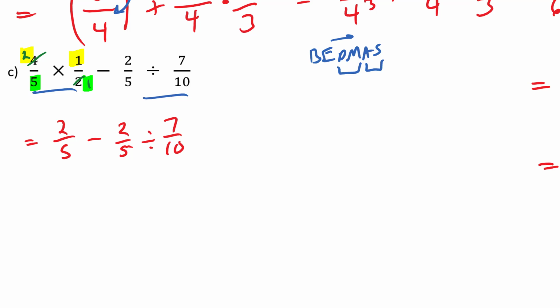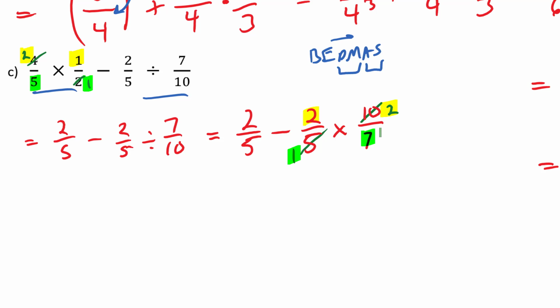What do we do before subtraction? Now we can do division. Remember what happens? We take the number that comes afterwards, we flip it, and we multiply it. Can we simplify this down? We can. I can take a 5 out of here. I can take 2 5s out of there. Multiply my numerators. Multiply my denominators.